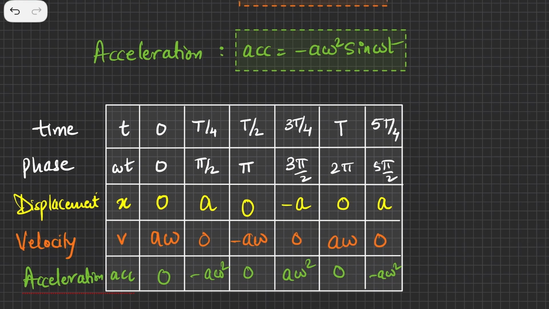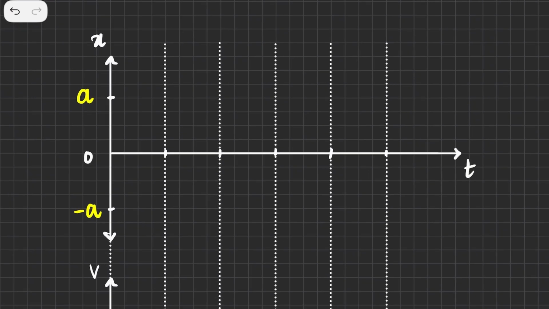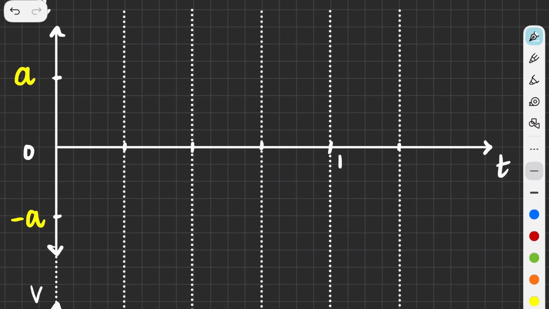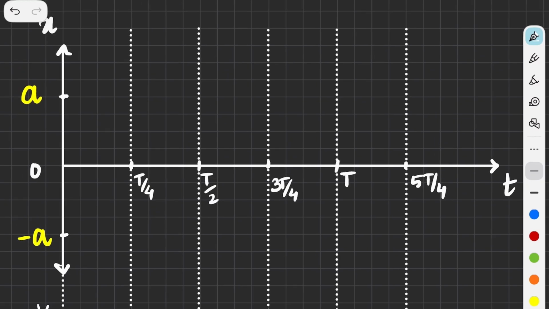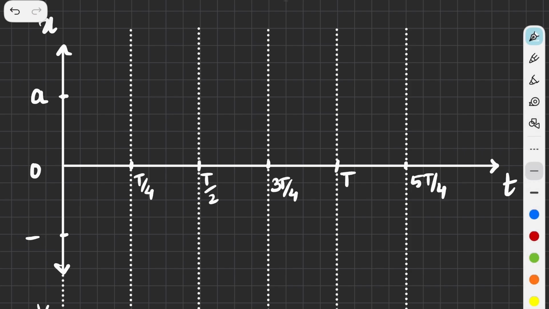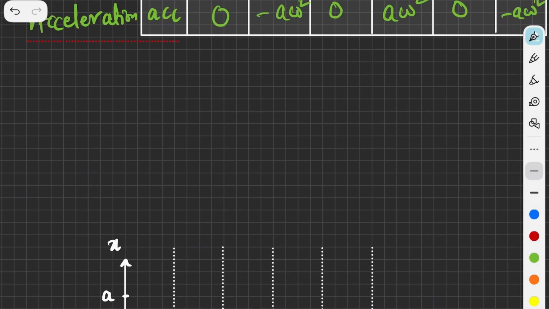My time axis is starting from 0 to 5t by 4. I'll do that part as well, in white. This is t, this is t by 2, that is half of t, and half of that is t by 4, this is 3t by 4, and this is 5t by 4. So this is your time axis. I'll also do this in white itself. So a and minus a. Now one by one we'll keep on plotting the points.